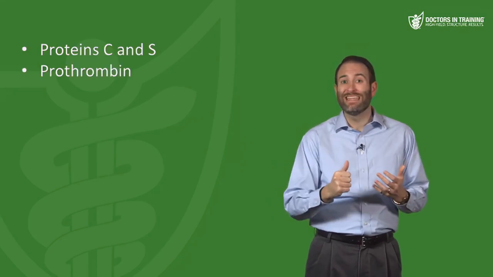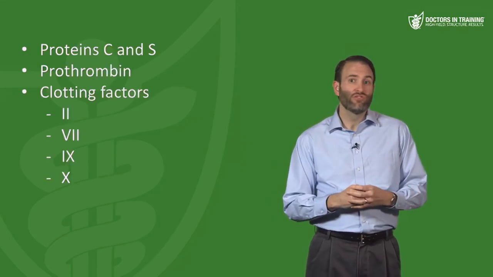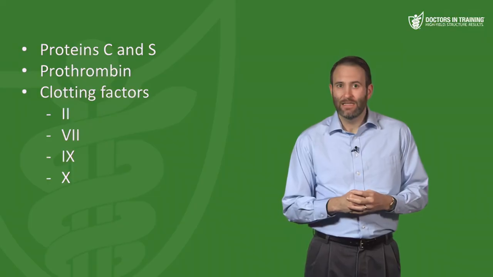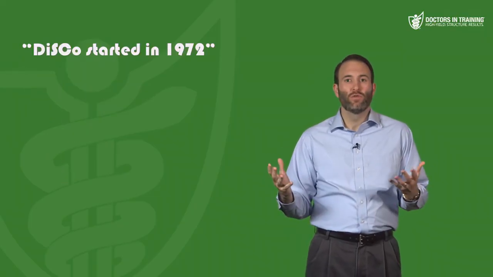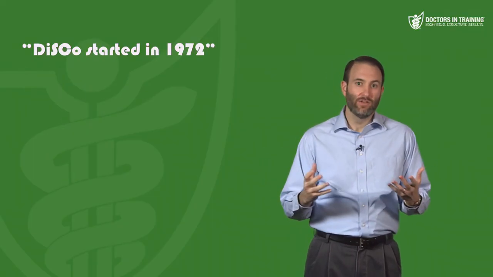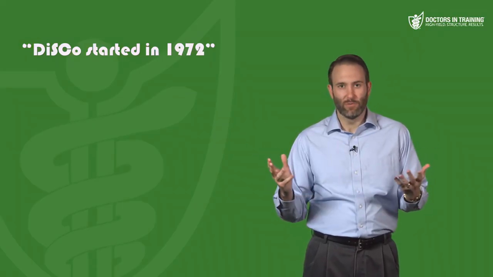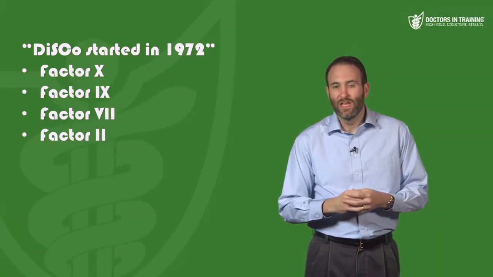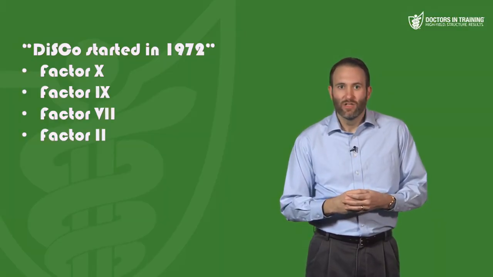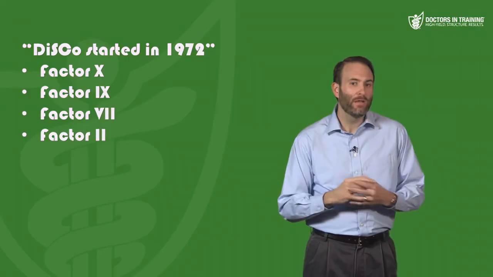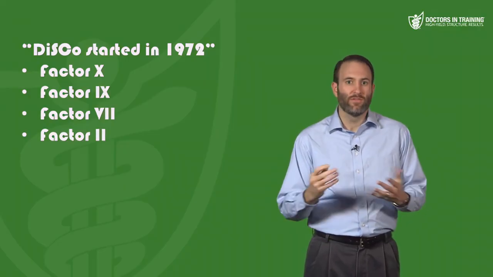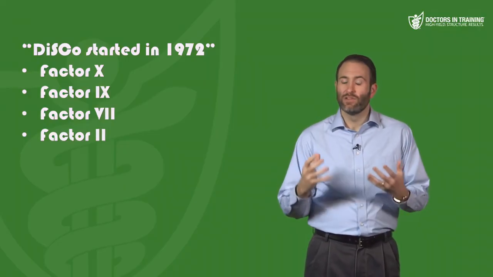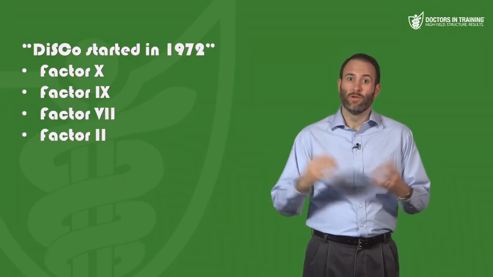So which clotting factors are involved? Well, they include protein C and S, and then the clotting factors 2, 7, 9, and 10. Now, one mnemonic that we've used for a while is DISCO started in 1972. Not really accurate, but hey, we got to remember this somehow. So 10, 9, 7, 2 for the 1972, and then the S and the C in DISCO. So these are the vitamin K dependent clotting factors, which are also the clotting factors that would be decreased if you were to take something that would inhibit that, like warfarin.